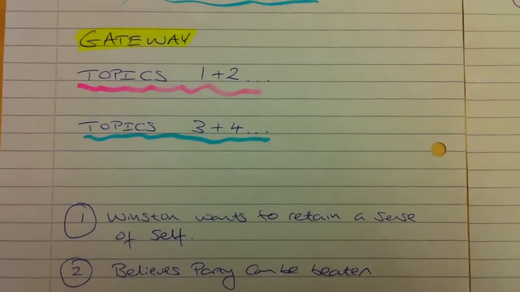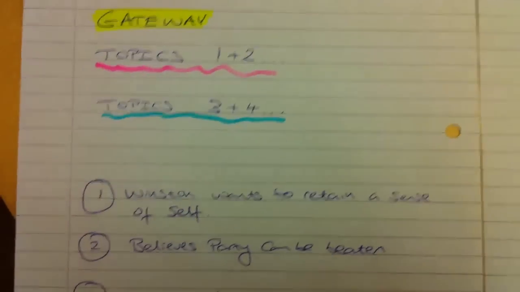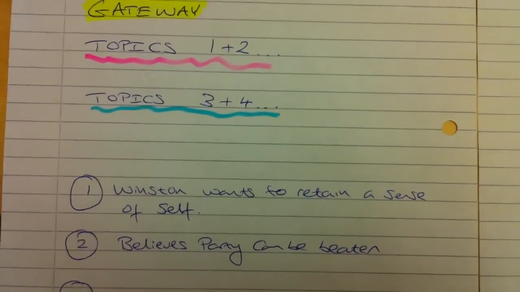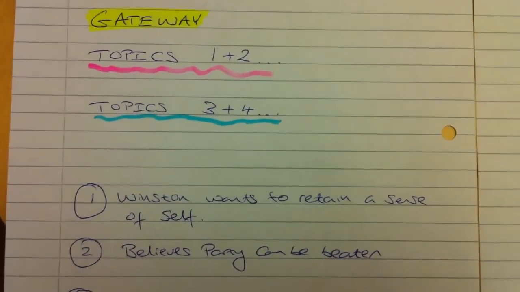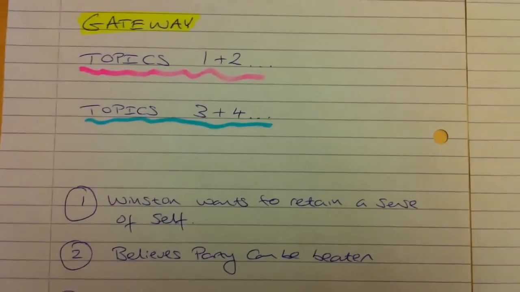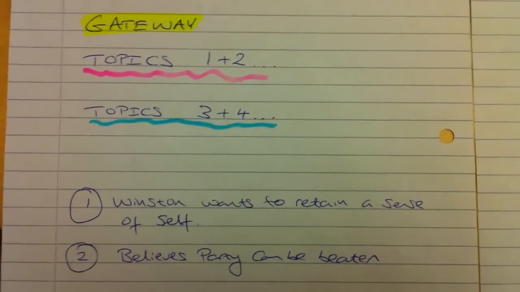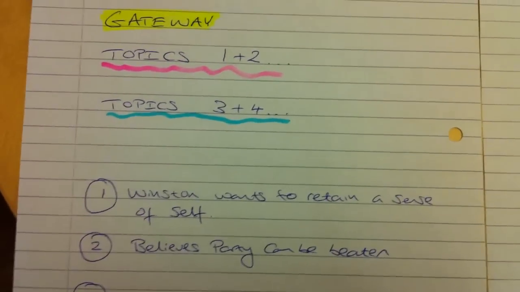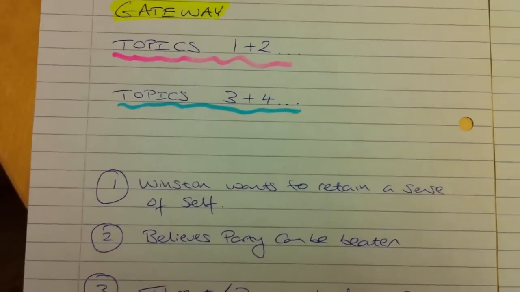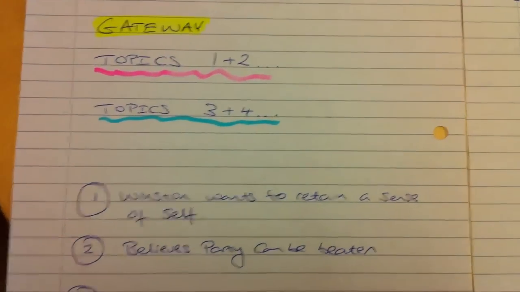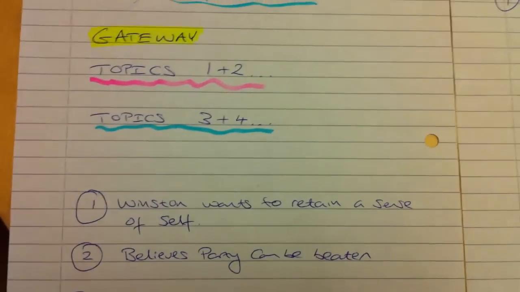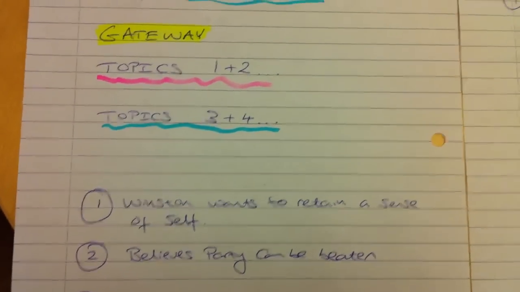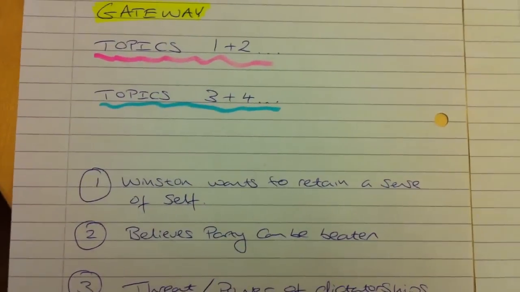So if I return to this idea that Winston wants to retain a sense of self, I would hope that as I'm saying that, a lot of you would think, when it comes to what evidence you could use, that you could talk about the diary. That would be one of the most natural things to talk about straight away. Why he creates the diary, what he tries to write in the diary, and so on. But then you could use anything else in the novel that carries on that idea that we see him trying to maintain a sense of self. So what else could you refer to?